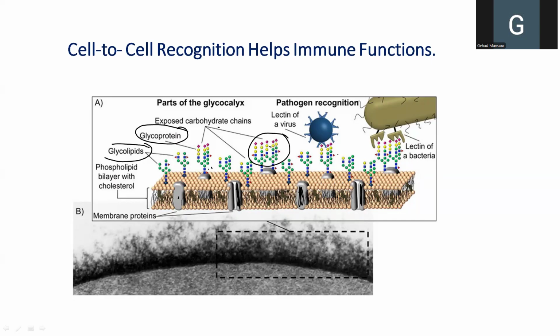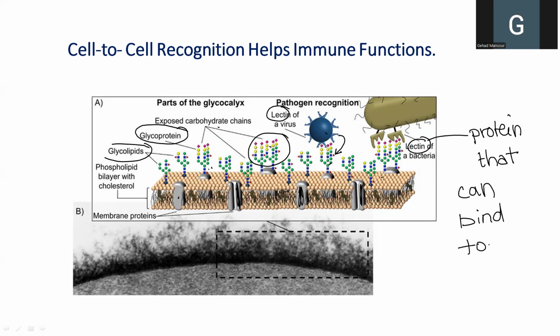And here you can see that you have the virus that can bind to the carbohydrate moiety of the glycocalyx and the bacterium that can bind. Why do they bind? Because they have what we call lectins. What is a lectin? A lectin is a protein that can bind to a carbohydrate. So these are like receptors for the polysaccharides on top of the glycoproteins.